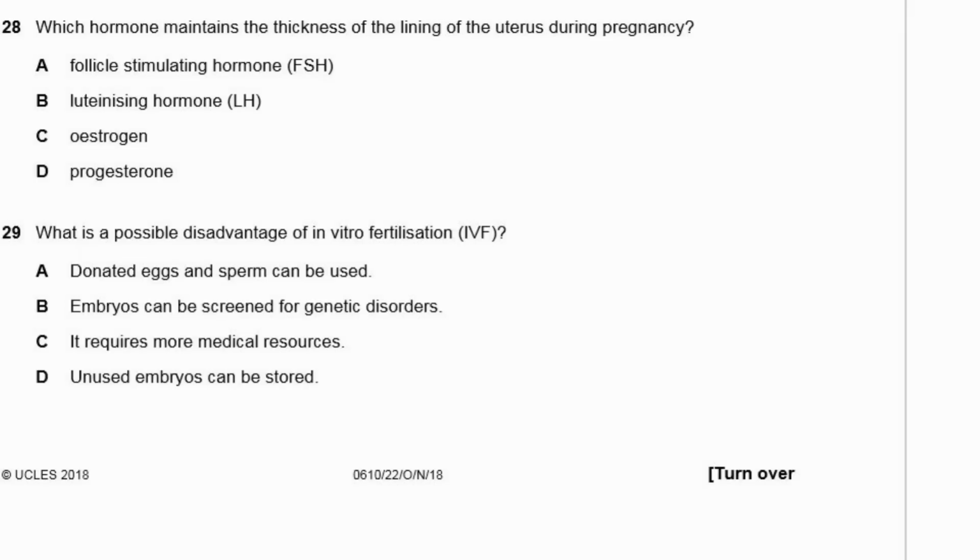Question 28. Which hormone maintains the thickness of the lining of the uterus during pregnancy? Okay, is it follicle stimulating hormone? No, that stimulates the follicle to develop, so it's not that one. Luteinizing hormone, it stimulates ovulation. Estrogen, nope, that causes a few things, including the lining of the uterus to get thicker before pregnancy. And progesterone, yes, that's what maintains the lining of the uterus during pregnancy. Answer is D.